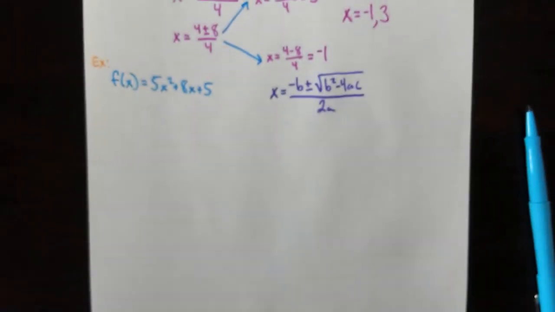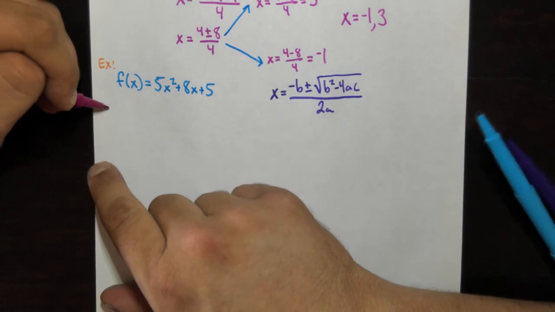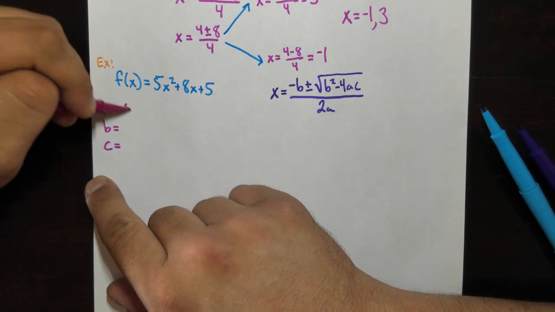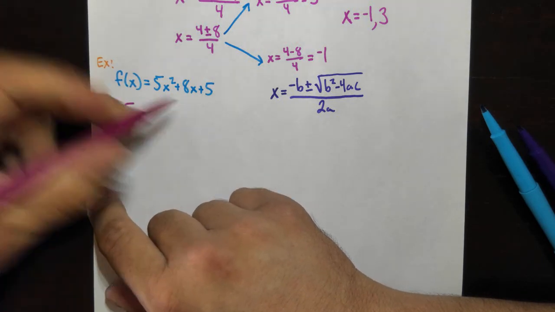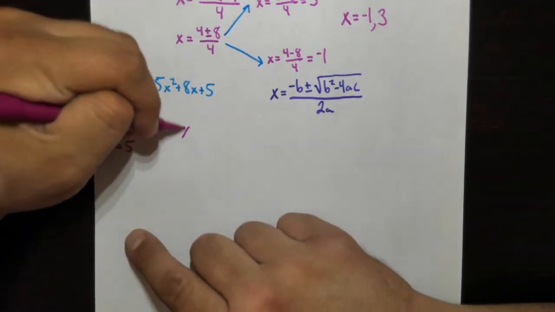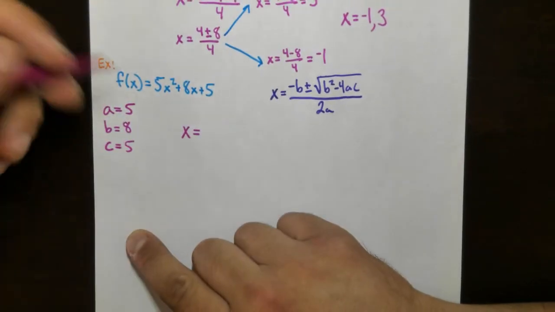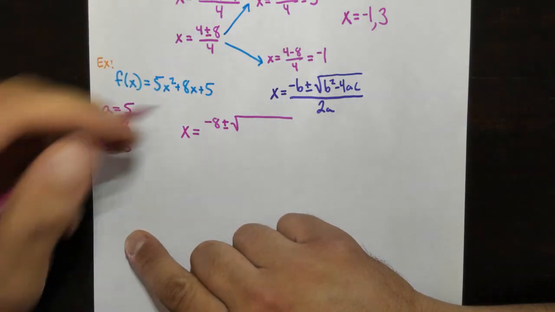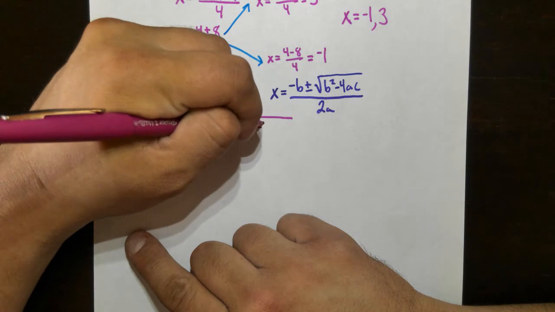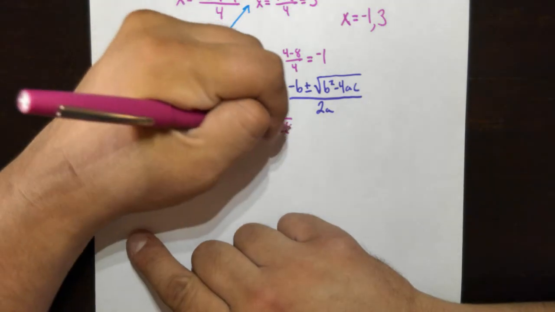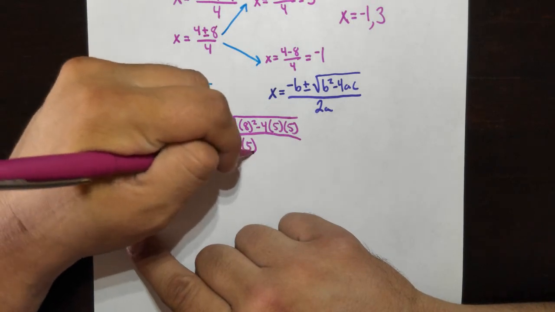Okay. So again, I'm going to start off by defining my variables, a, b, and c. a is 5, b is 8, and c is 5. And now I'll plug it into the formula. x equals negative b, so negative 8, plus or minus the square root of 8 squared minus 4 times a, which is 5, times c, which is 5, all divided by 2a, 2 times 5.